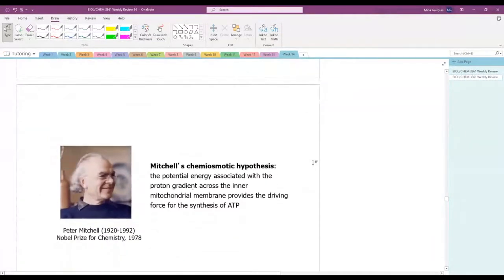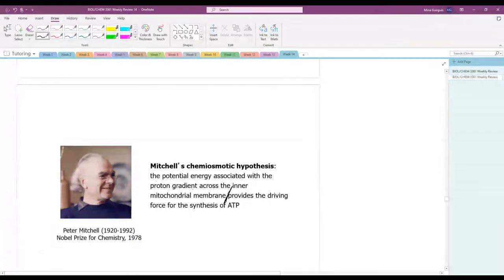Okay, so now this is an interesting discussion. So Mitchell's chemiosmotic hypothesis, and I'm going to read this verbatim, and then we're going to actually kind of break it down to understand what it means. The potential energy associated with the proton gradient across the inner mitochondrial membrane provides the driving force for the synthesis of ATP. Okay, so blah blah blah blah.